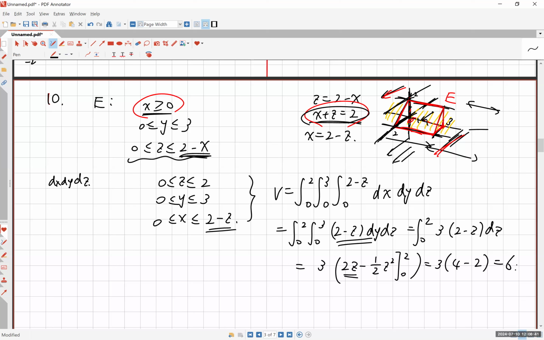So that's 6. But of course, you knew this is 6 because the volume is also, we're talking about 2 by 2 by 2, sorry, 2 by 2 by 3, and half of that. So it's 1/2 of 2 times 2 times 3. That's 1/2 of 12, and that's 6. So that is the answer to that question.